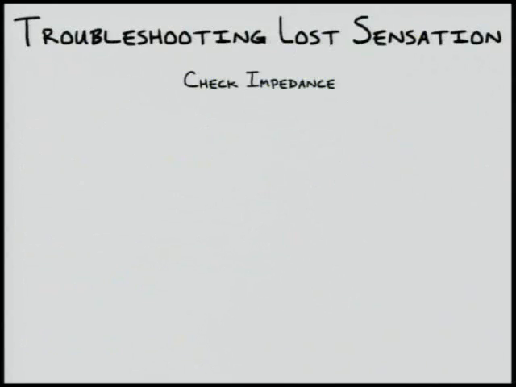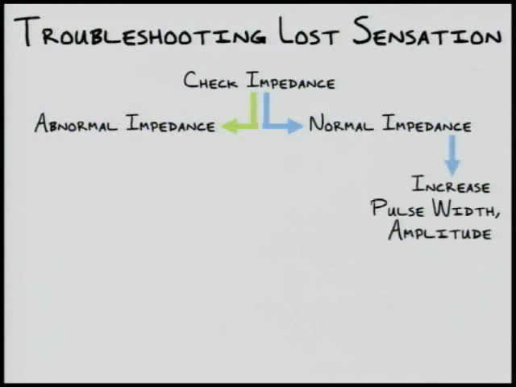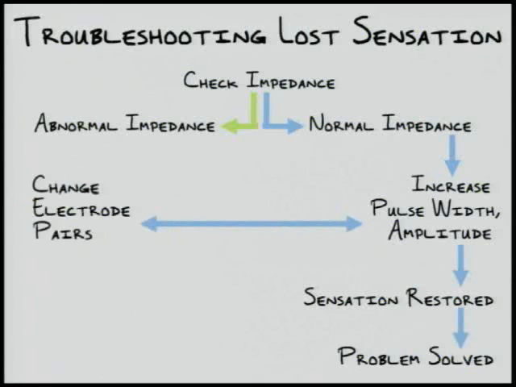The first step in investigating any neurostimulation device should be to check the device for error codes. Assuming none are present, the next step is to check the circuit impedance, which will either be normal or abnormal. If impedance is normal, the stimulus strength can be increased by raising the amplitude or prolonging the pulse width. This may restore patient sensation and solve the problem. However, if not, it may be necessary to try a different electrode pair and change the amplitude or pulse width again, repeating this cycle until a reasonable number of combinations of stimulus waveforms and electrode pairs have been exhausted. If this is the case and sensation is still lacking, the device may need to undergo surgical revision.